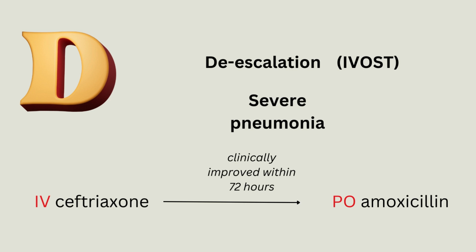Another type of de-escalation is switching IV to oral treatment. Stepping down from IV to oral is recommended in most clinical situations. This approach helps avoid complications associated with IV catheters and facilitates the continuation of treatment in an outpatient setting. For example, if IV ceftriaxone is prescribed for severe pneumonia and the patient shows improvement after 72 hours, IV ceftriaxone can be stopped and replaced with oral amoxicillin to complete the total treatment duration.